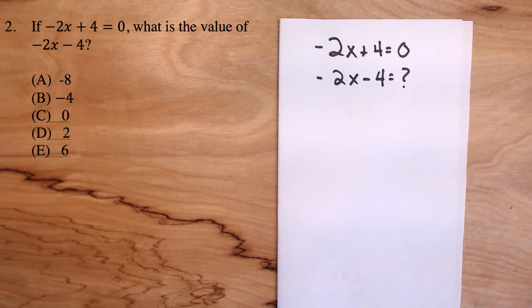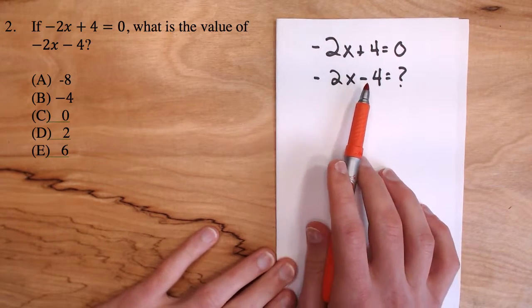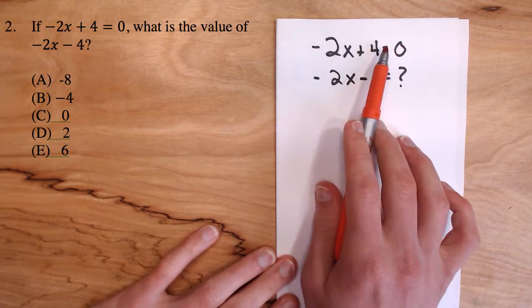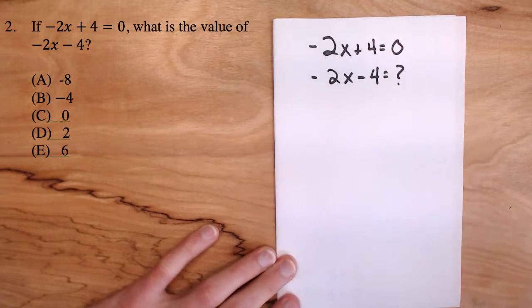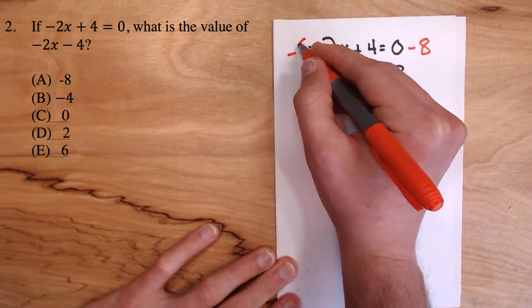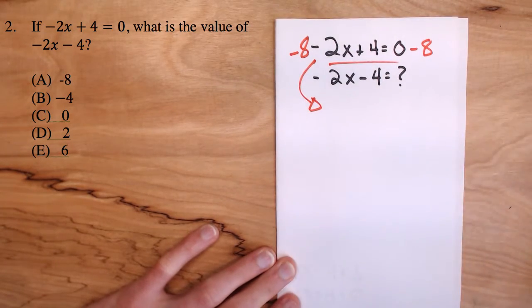So let's think carefully about how I can turn this top equation into what we're looking for, into the bottom equation. The difference is only the plus 4 needs to become a minus 4. How can I make a plus 4 into a minus 4? All I have to do is subtract 8 from both sides, which I'm allowed to do in algebra. So I'm going to take this top equation, I'm going to subtract 8 from both sides.